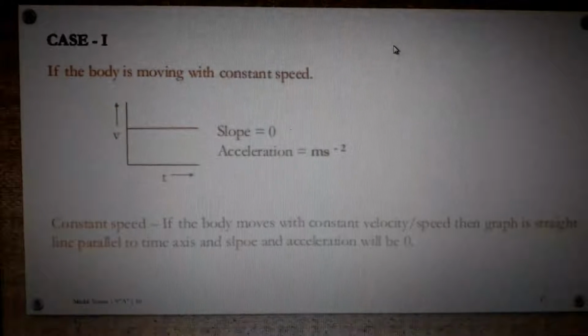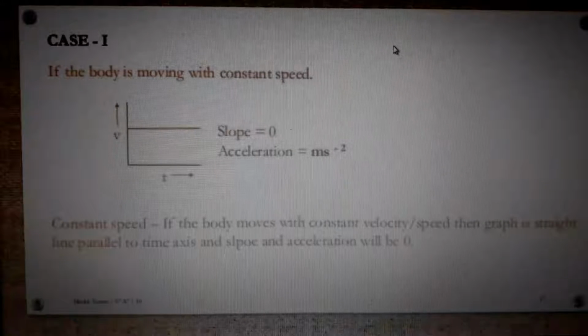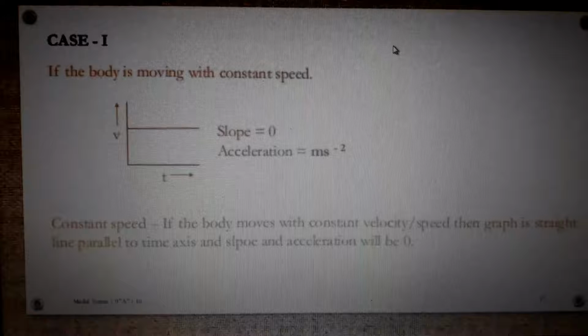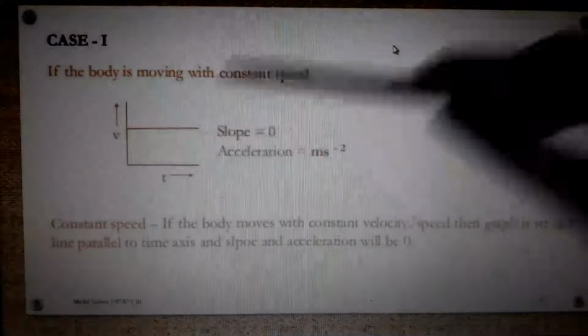If the body is moving at constant speed, what does that mean? There is no change in velocity, so no acceleration. Understood? If the body starts to move at 10 km per second and it doesn't change its speed or velocity, at that time will acceleration happen? No. Acceleration will be 0. So that particular graph will be parallel to the x-axis.